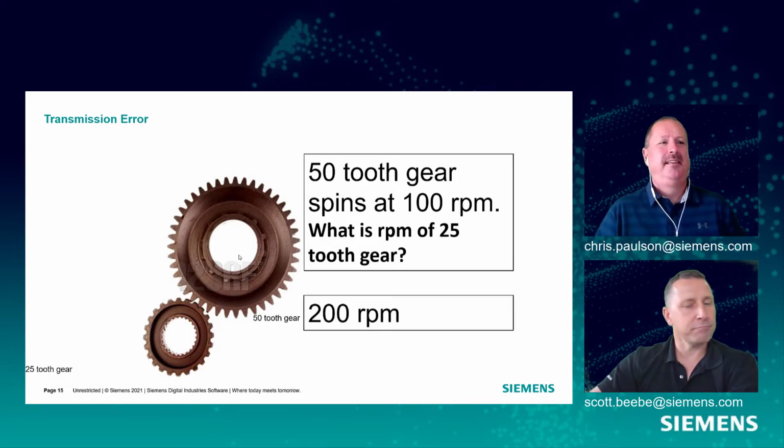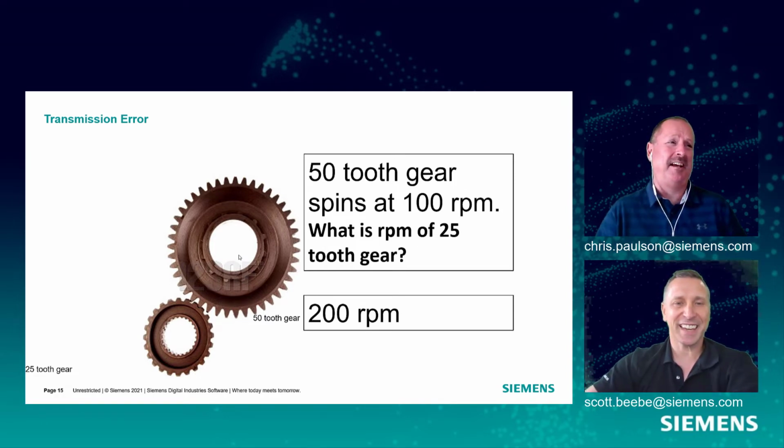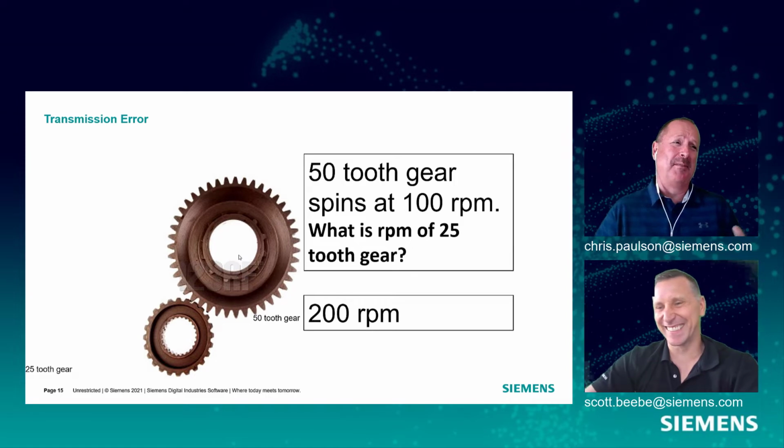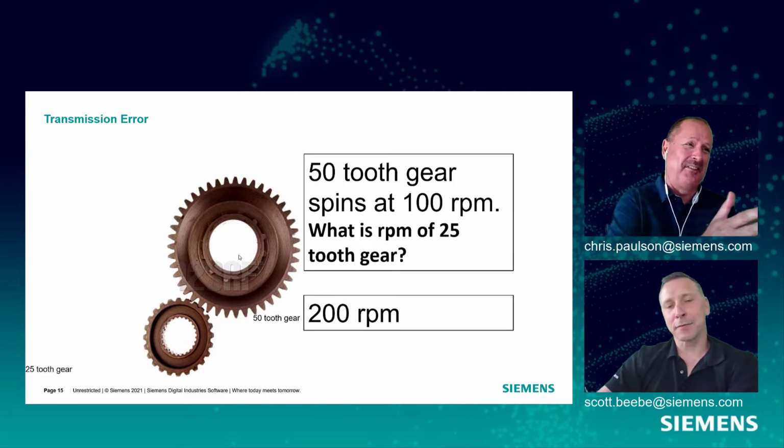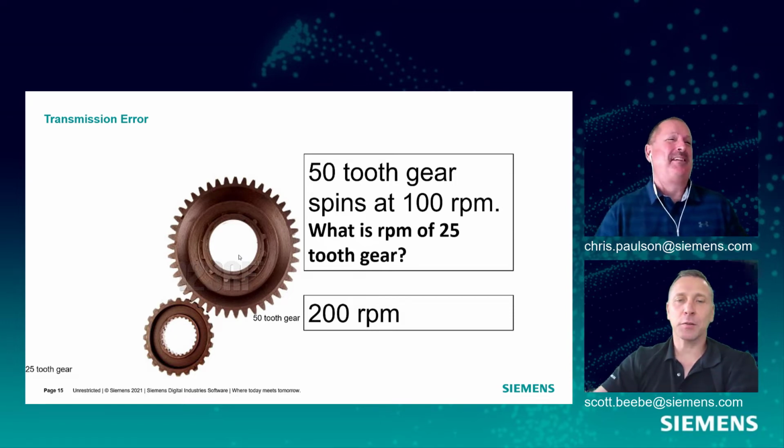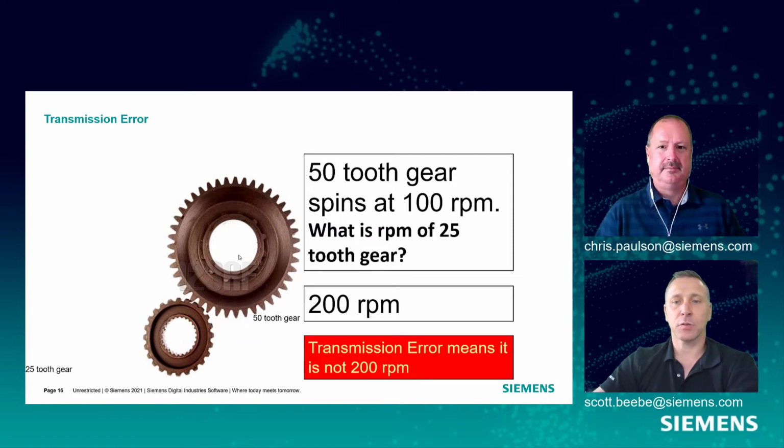But do you think that's really the case? That would be a kinematic simulation there, Scott. Oh, okay. I don't want to give anything away, but we could do a little bit more with that on the simulation side. But fair enough. Yeah, so we would assume that it'd be 200 RPM, but in the real world, there's going to be something that we call transmission error. And so transmission error means that it's not really spinning at that 200 RPM.